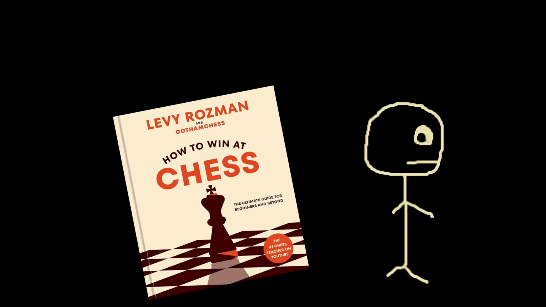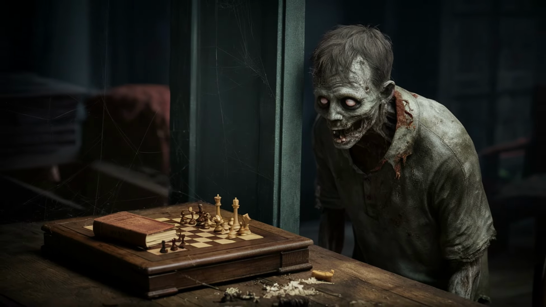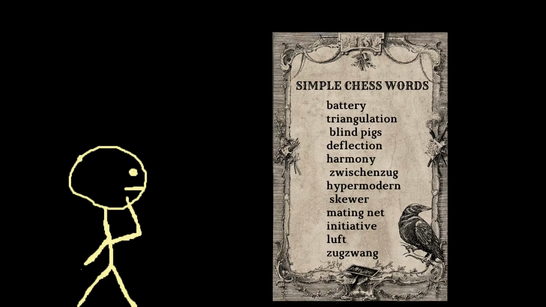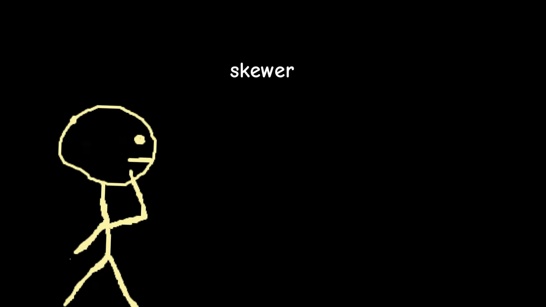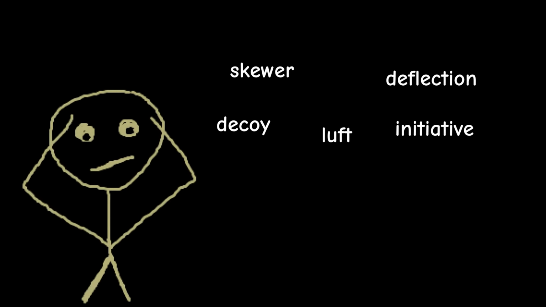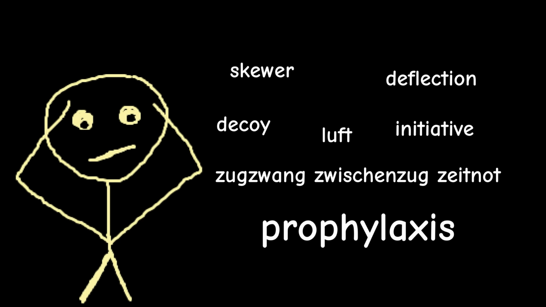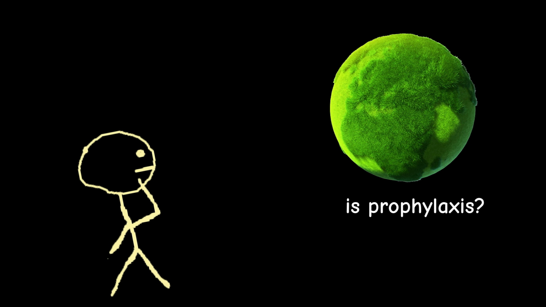Because before you even look in the direction of a chess book, no. Before you even exist in the same room, in the same airspace as a chess book, it is assumed that you are fully aware of what these strange, bizarre words mean. Triangulation, hypermodernism, woman grandmaster, skewer, decoy, initiative, loft, deflection, these German words, and prophylaxis. What in God's green earth is prophylaxis?